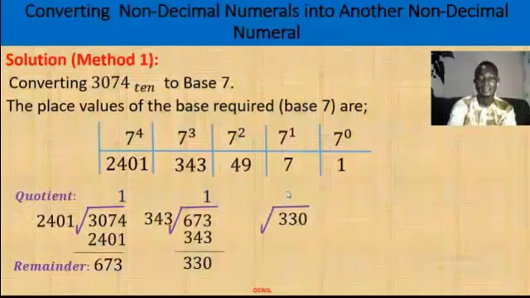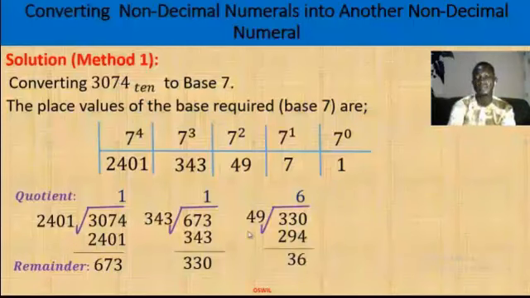Our next place value to be considered is 49, so we write that one. 49 goes into 330 6 times. When we multiply 6 by 49, we get 294. When we subtract 294 from 330, we get 36. The next place value to be considered is 7.